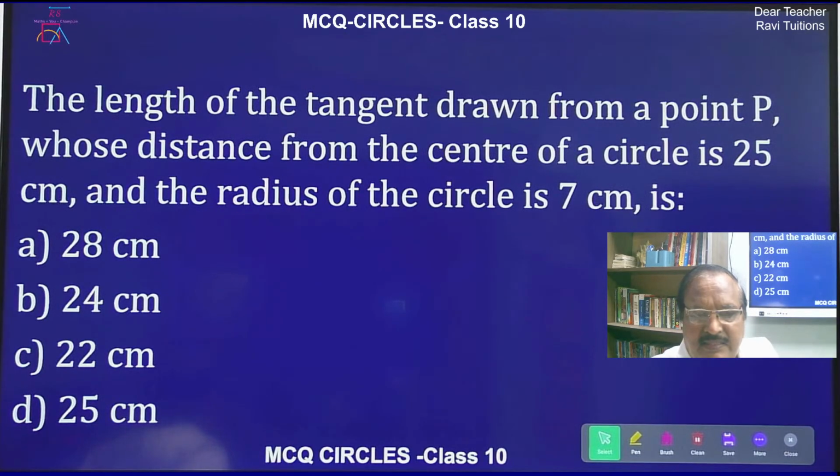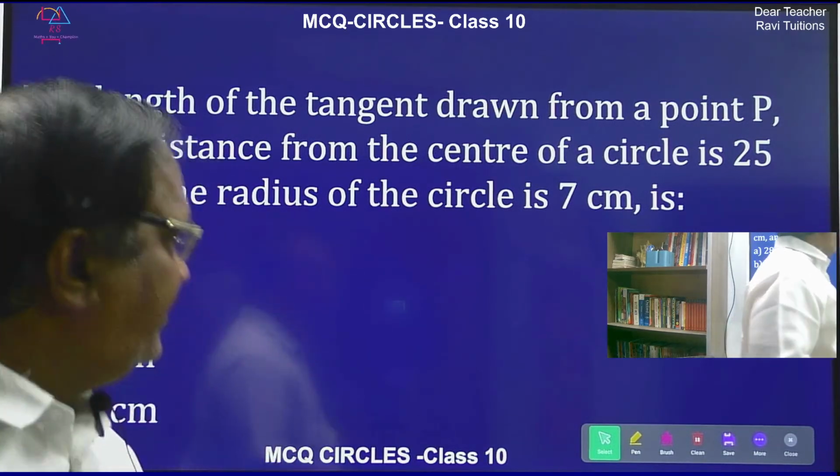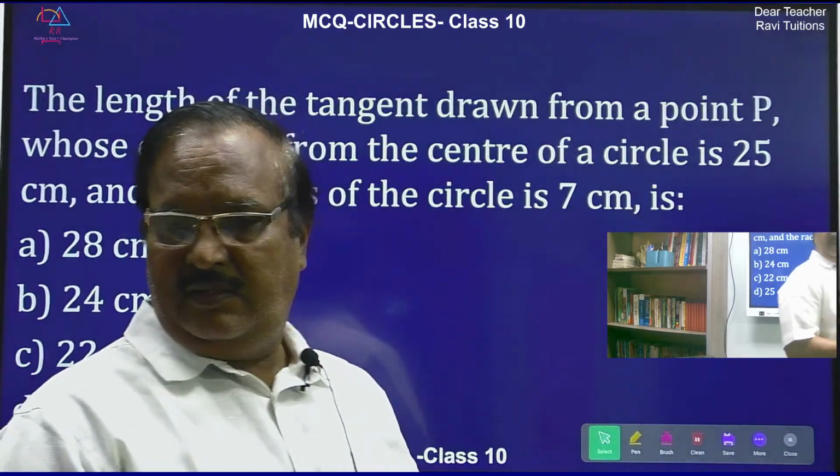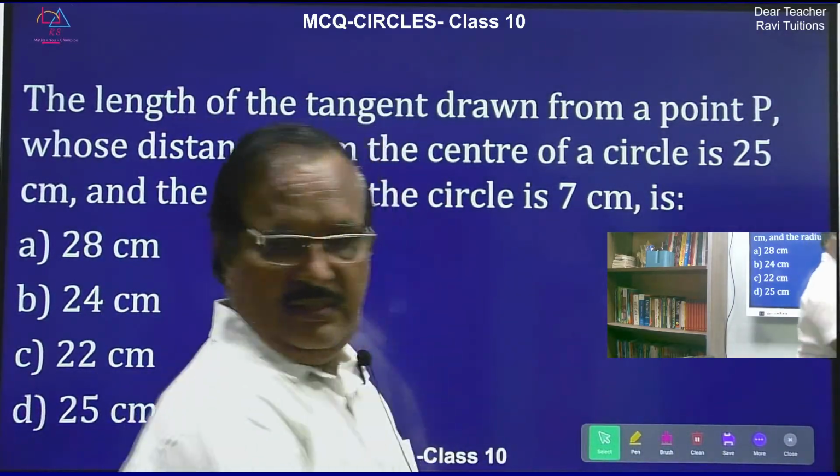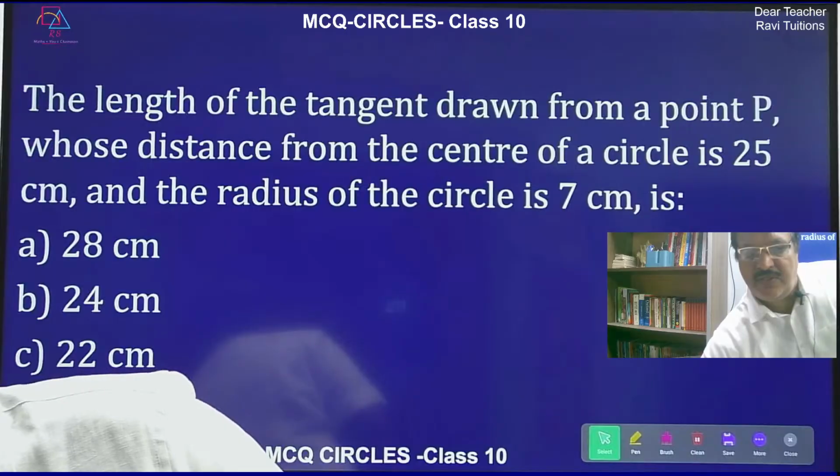So Amit looking very active. Amit, I think you are mistaken. Please check your answer, Amit. If you need, I can tell you, because this is an important question.